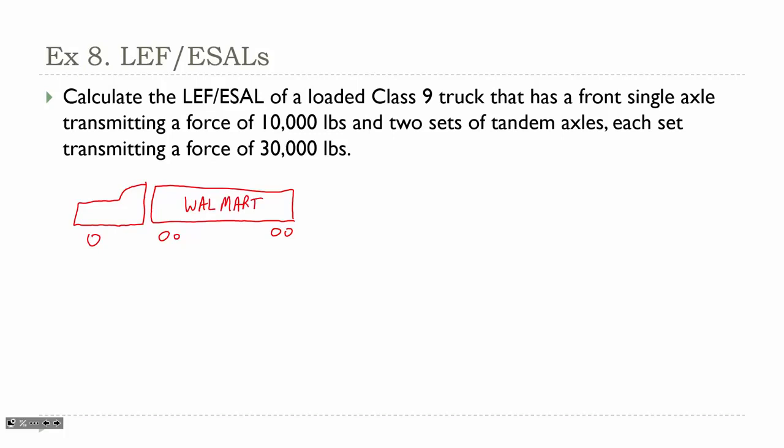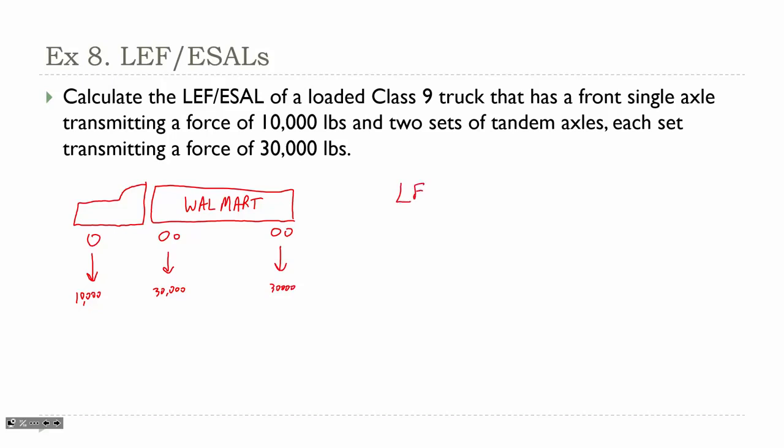So our single, we have 10,000 pounds, and then a total of 30,000 for the tandem. If they gave you the individual weights of those axles within the tandems, you would want to add those together so that we get the overall.